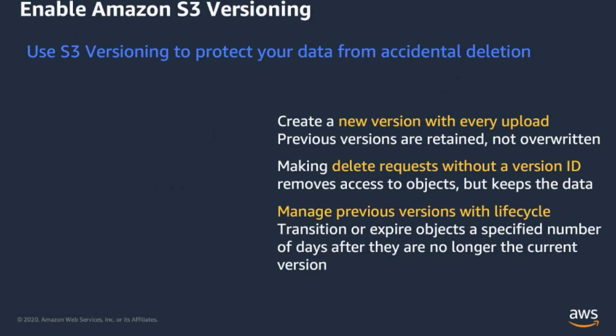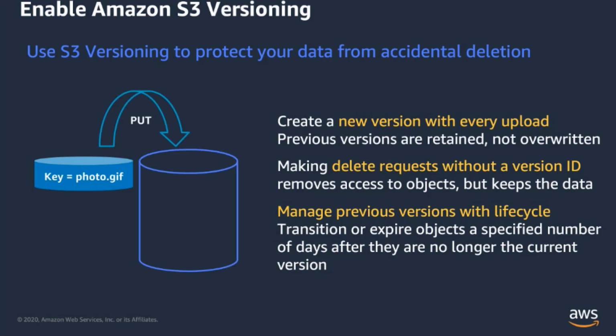So, as I said, S3 versioning protects you from accidental deletions of S3 objects, and you can turn on versioning either on a new bucket or an existing bucket. And you can use versioning to archive all previous versions of an object and easily restore them to recover from unintended user actions or application errors. So let's take a look at an example.